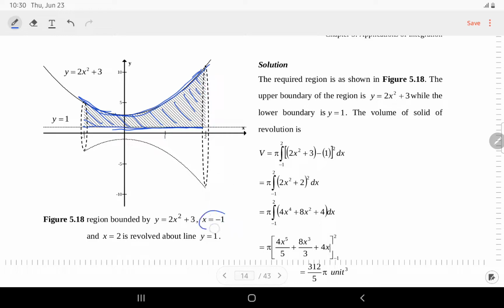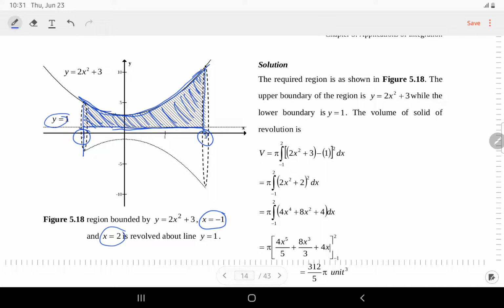Okay, dia kata between x equal negative 1 and x equal 2. So, dekat sini lah. Antara sini sampai sini. Okay, sini 2, sini negative 1. Okay, so this is the shaded region. And this shaded region is going to revolve, okay, 360 about this line. Okay, maksudnya line ni akan jadi paksi pusingan dia 360 darjah. So nanti you all boleh bayangkan bentuk dia akan jadi macam ni lah.